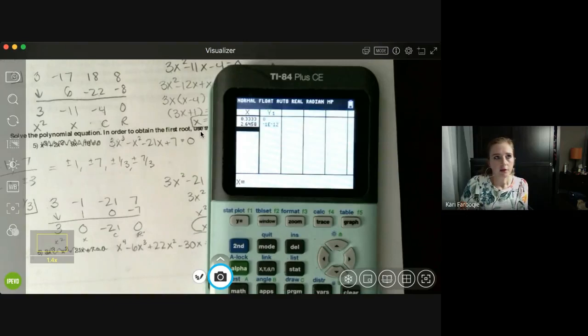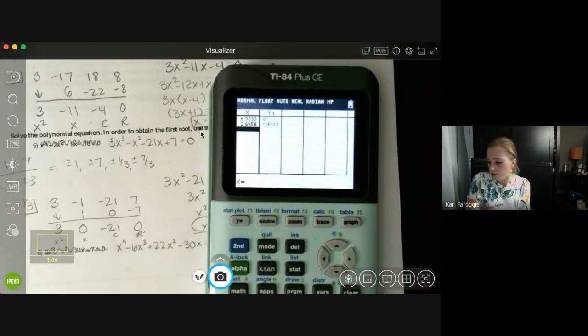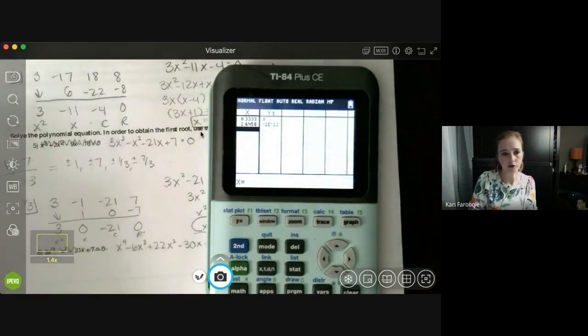So sometimes it struggles with these radicals. This number really does zero out. It just looks like it's something other than 0. But it is not. Alas, it is a 0 of your function.